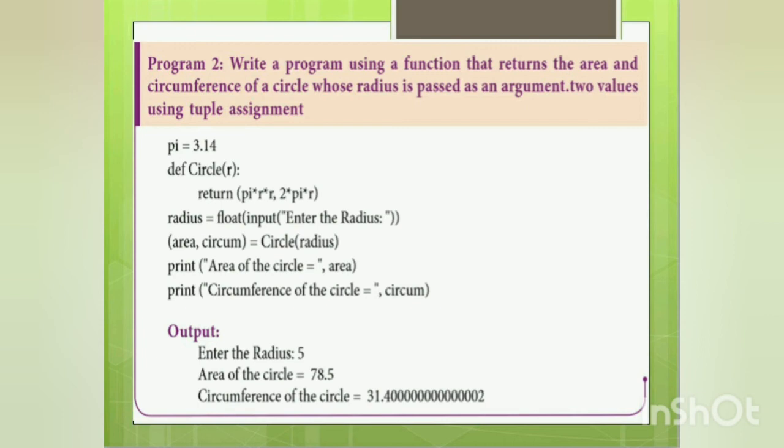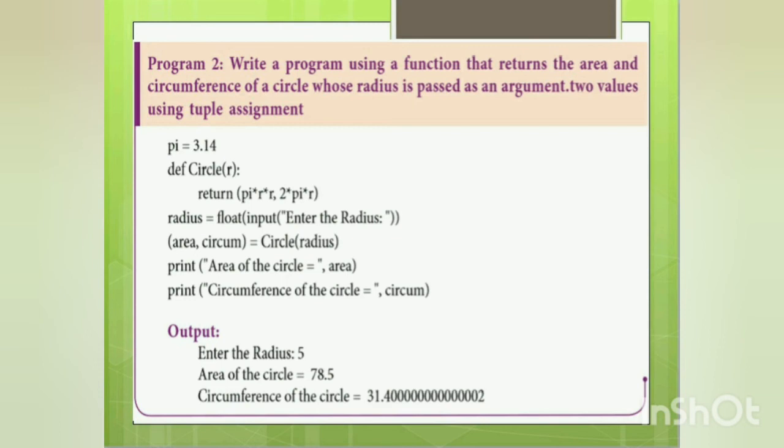So here the user is typing 5. That 5 value is stored in radius. Here you are assigning tuples area comma circum, two tuple variables, is equal to circle of radius, where circle is the function name. After calling the function, one value returned is stored in area, the other value is stored in circum. After executing circle of radius, it will move on to the function. Now what is the value in radius? Here the user typed 5. So that 5 will be passed to r, the function parameter.